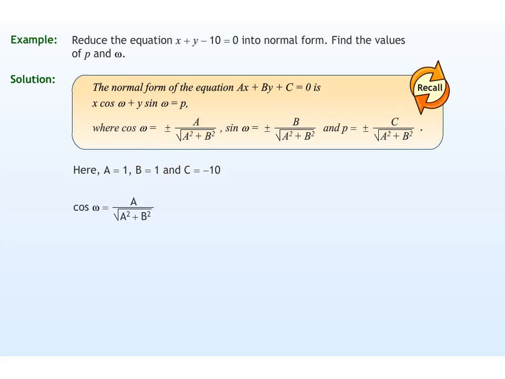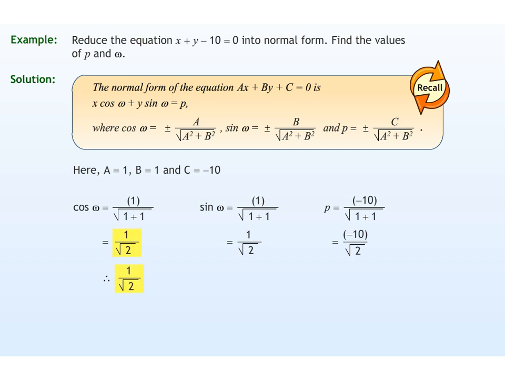Cos omega equals a by square root of a square plus b square. Sin omega equals b by square root of a square plus b square. P equals c by square root of a square plus b square. Therefore, cos omega equals 1 by square root of 1 plus 1. Sin omega equals 1 by square root of 1 plus 1. P equals minus 10 by square root of 1 plus 1. Therefore, cos omega equals 1 by square root of 2, sin omega equals 1 by square root 2, and p equals minus 10 by square root 2.